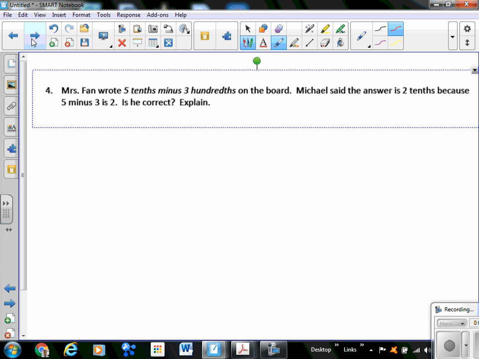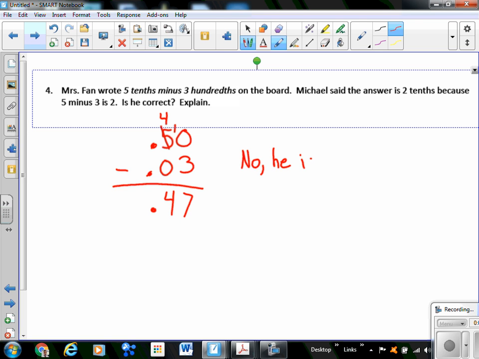Miss Van wrote 5 tenths minus 3 hundredths on the board. Michael said the answer is 2 tenths because 5 minus 3 is 2. Is he correct? Okay, 5 tenths minus 3 hundredths. Add a 0. Borrow, that becomes a 4. 10 minus 3 is 7. 4. Bring down your decimal point. Was he correct? No. He is incorrect.